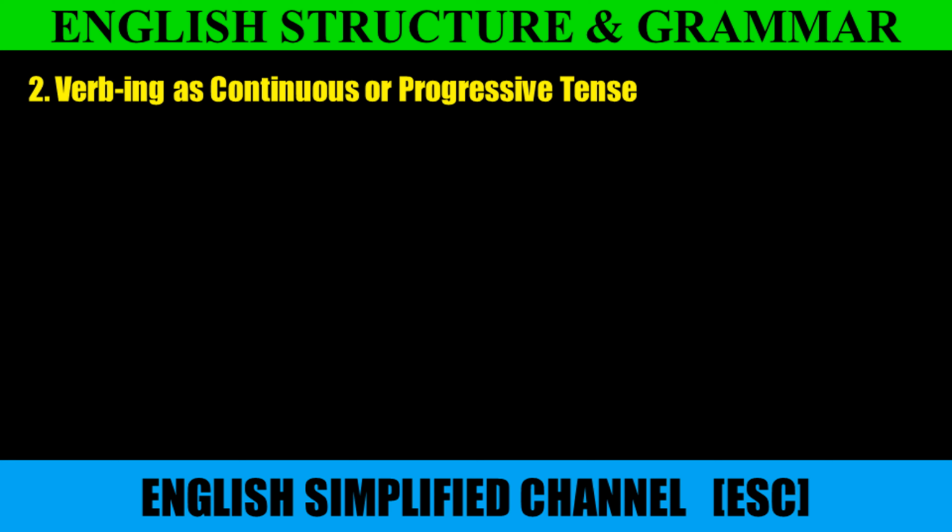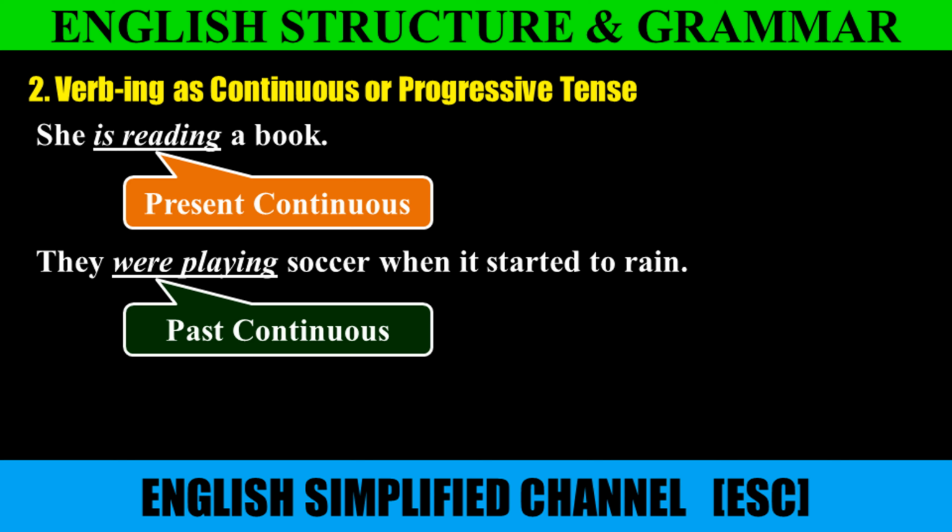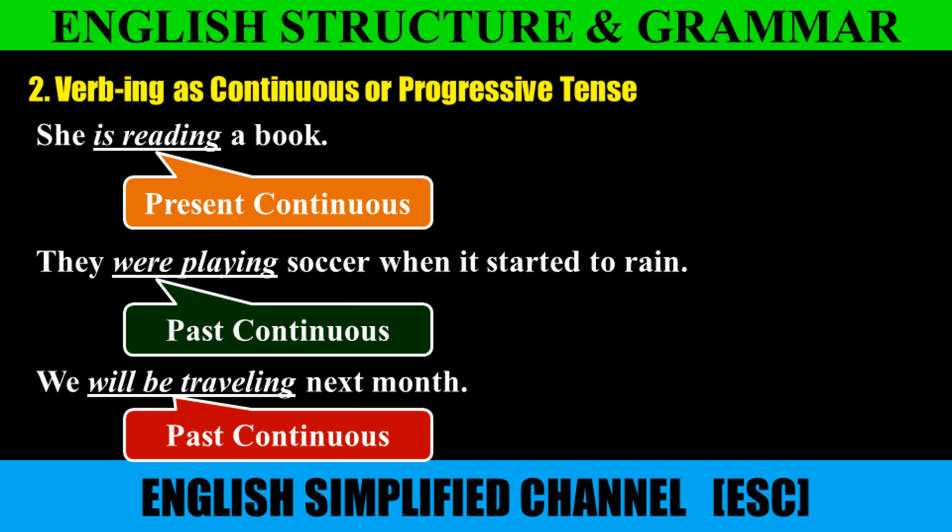2. Verb ing in continuous or progressive tense. Present continuous, she is reading a book. Past continuous, they were playing soccer when it started to rain. Future continuous, we will be traveling next month.